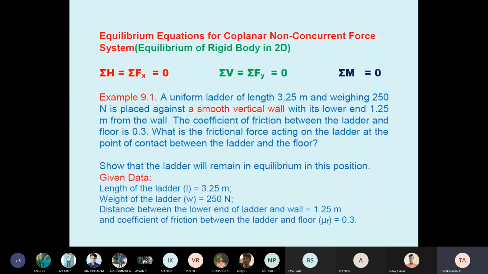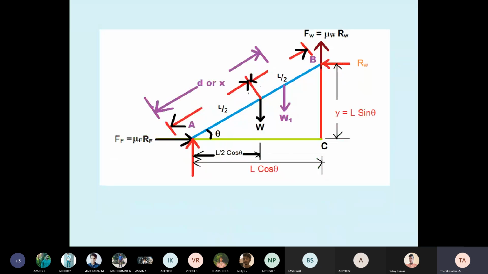So the equilibrium equations. Why are we using three equations? See the block sums we have used today: summation of H equal to 0, summation of V equal to 0, because those were coplanar concurrent forces. Here, see the diagram. Forces are acting at different points. At A, FF and RF are acting. At B, RW, the reaction at the wall, and FW, the friction at the wall, are acting. In the middle of the ladder, W is vertically downward, and W1, the weight of the man standing on the ladder.